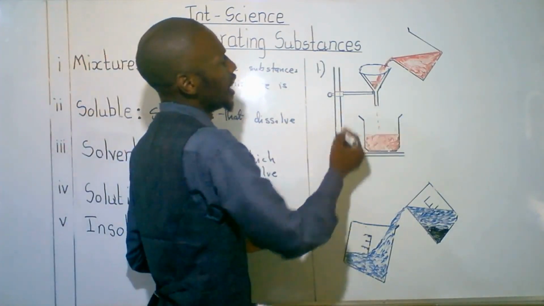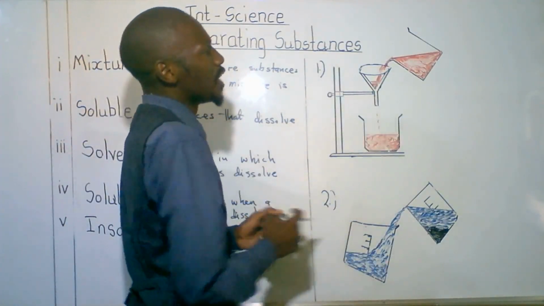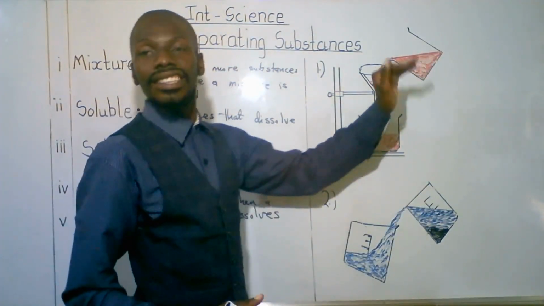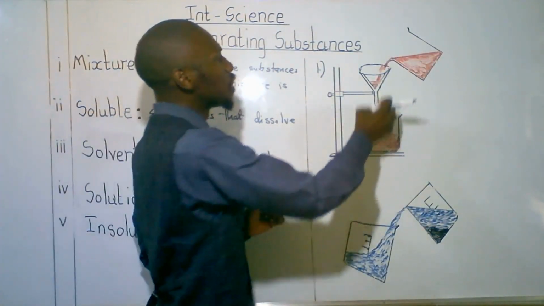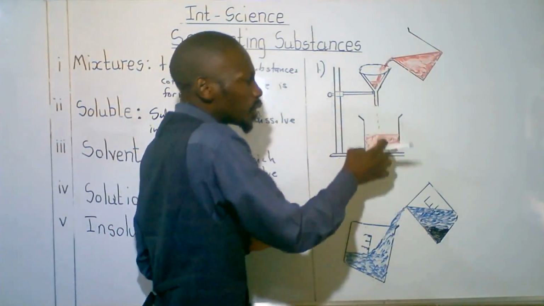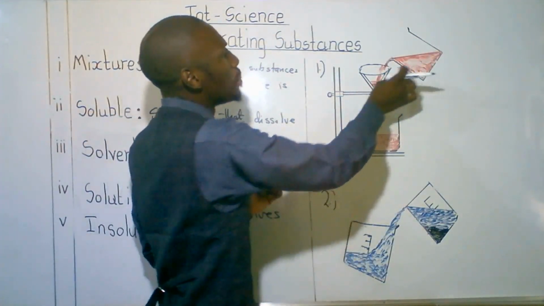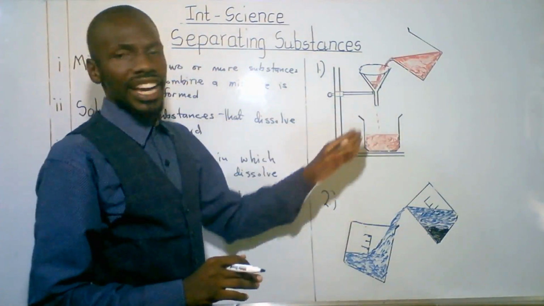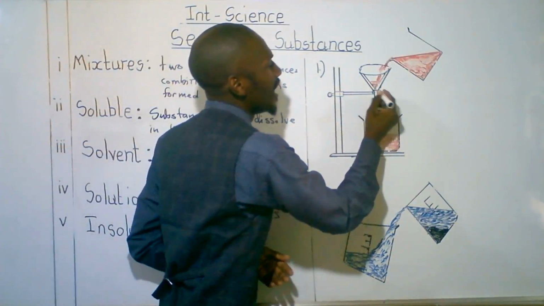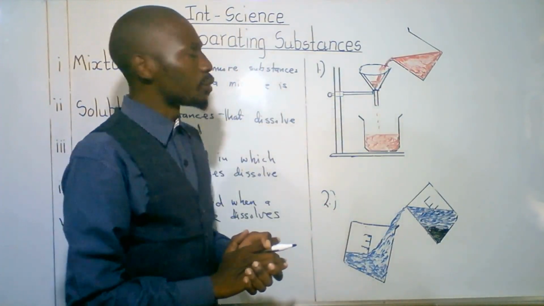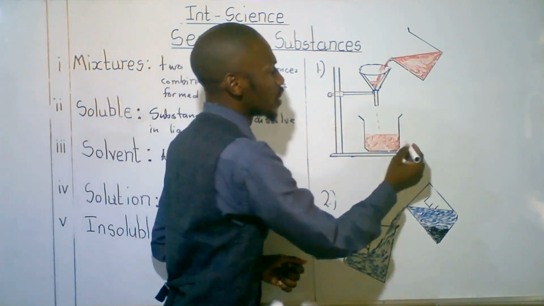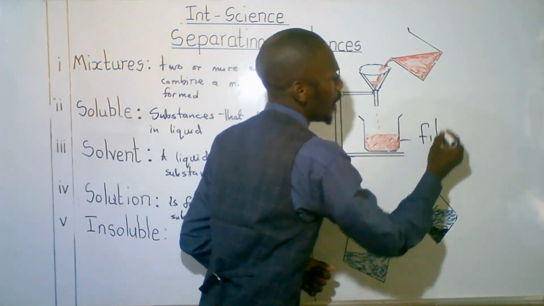We're going to get our filter. This is the beaker that has sand and water. We want to get rid of the sand, we just want to get water. We pass our mixture through the funnel, which has a sieve, a filter there. The liquid is going to pass. This liquid is known as the filtrate.